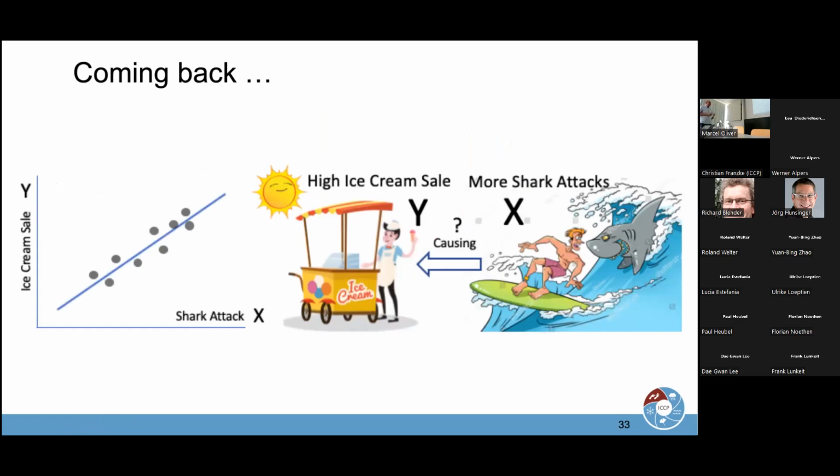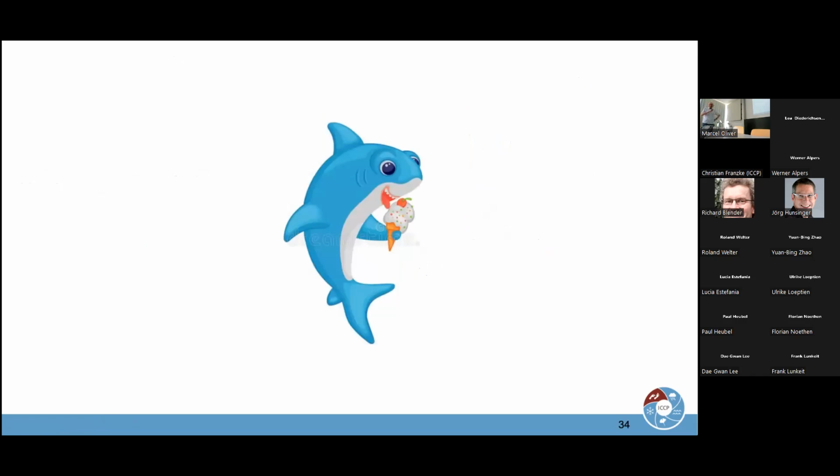Okay, coming back to the original question I posed: do sharks actually increase ice cream sales? The answer is, of course, because they like ice cream.